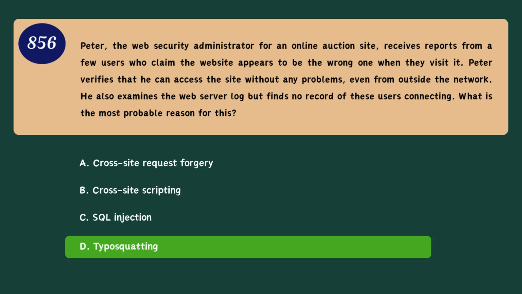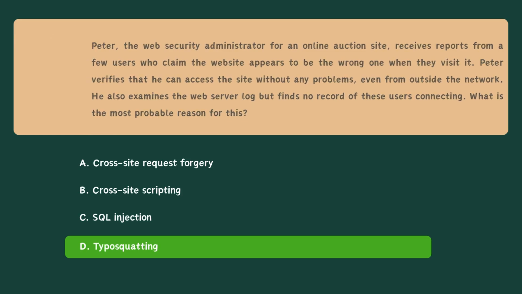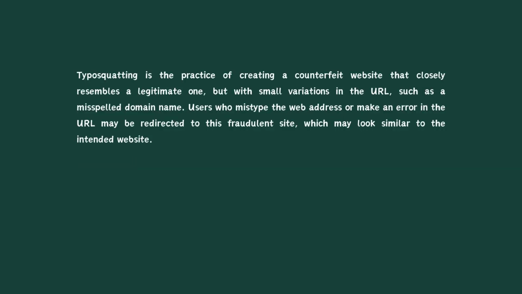Correct answer. D. Typo squatting. Typo squatting is the practice of creating a counterfeit website that closely resembles a legitimate one, but with small variations in the URL, such as a misspelled domain name. Users who mistype the web address or make an error in the URL may be redirected to this fraudulent site, which may look similar to the intended website.